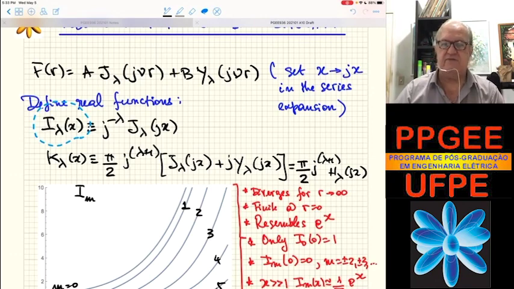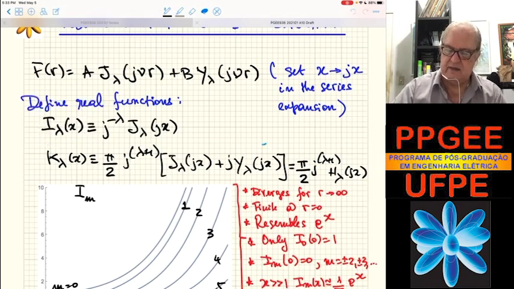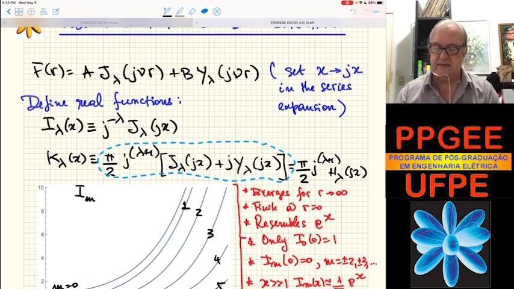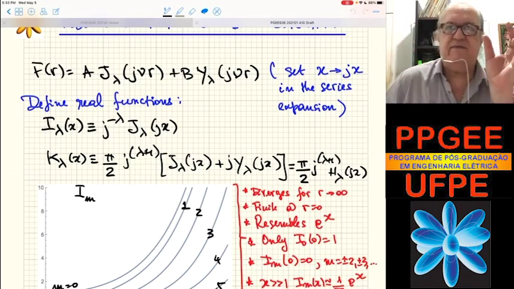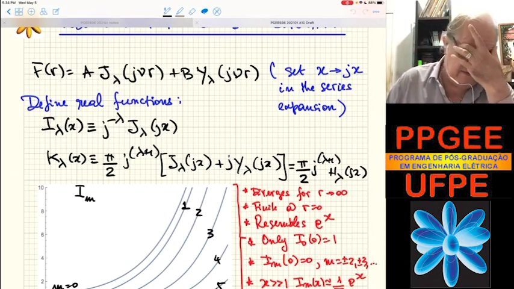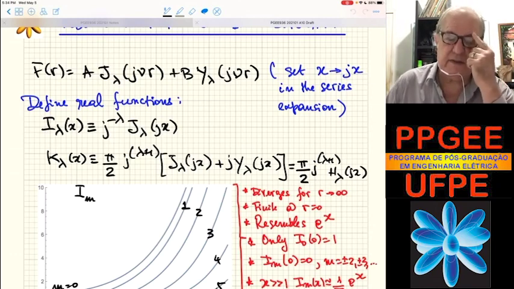And the same way, you can build the I function, the modified Bessel function, and the K function, by doing a similar combination between first kind and second kind. So why do we do that? To make real functions. So now we have something that's similar to the case of complex exponentials.